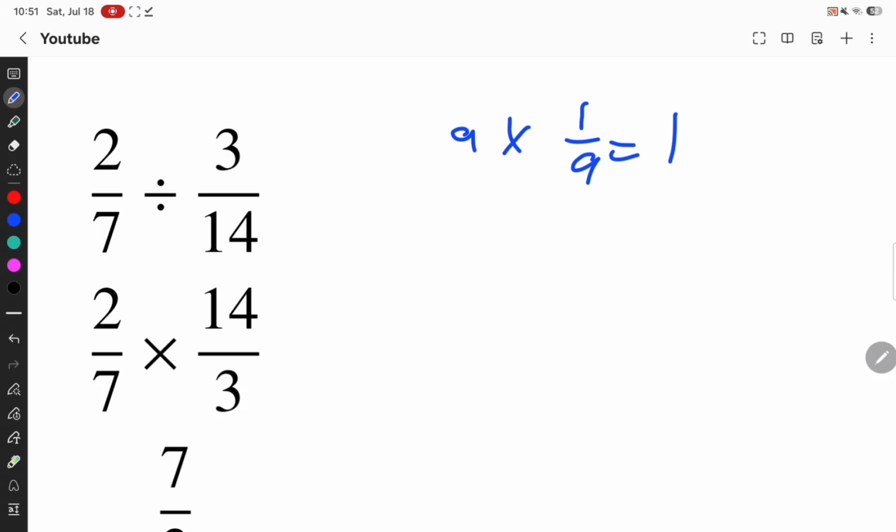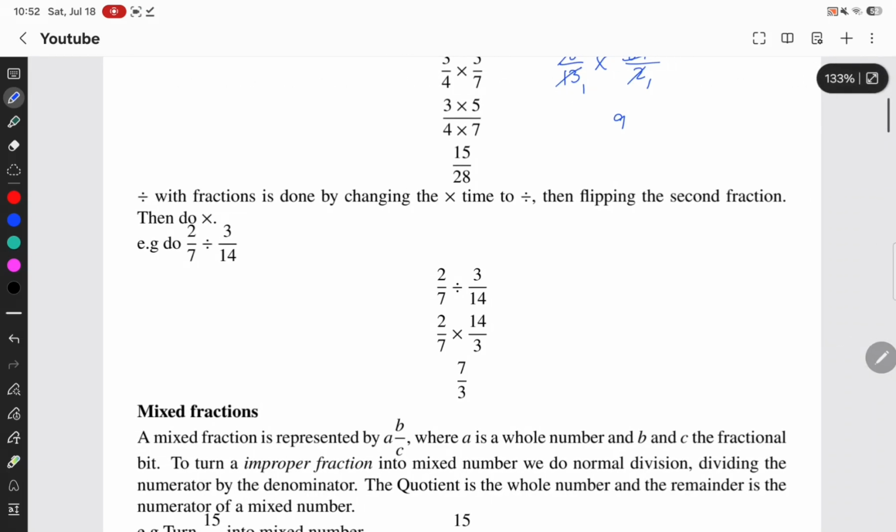So what do we do? When we divide this by this, it's the same as multiplying by the reciprocal of that. You multiply by the reciprocal of A here, you multiply by the reciprocal of this fraction. And this is why the keep change flip rule works.